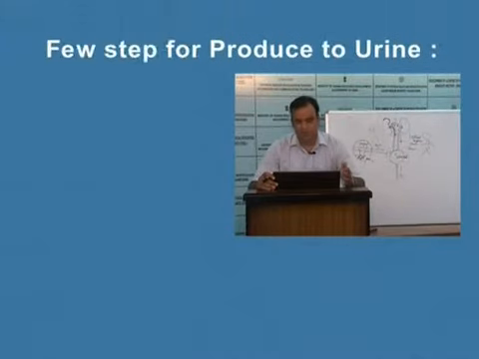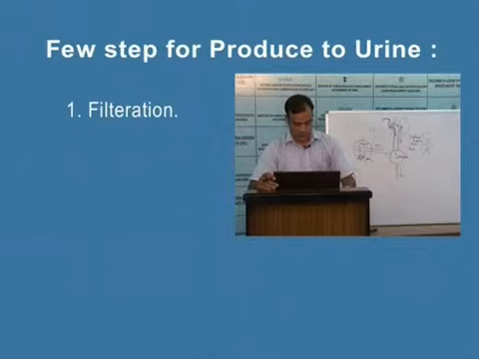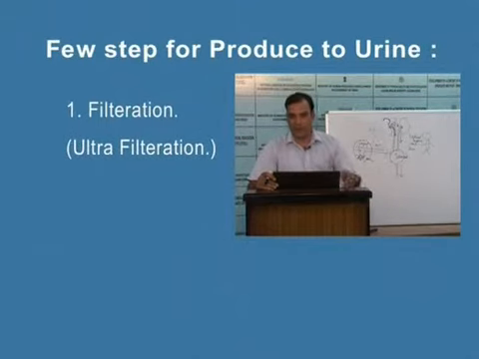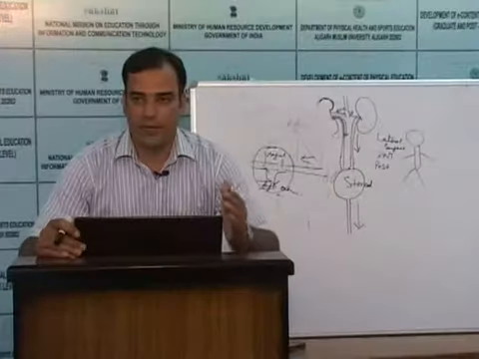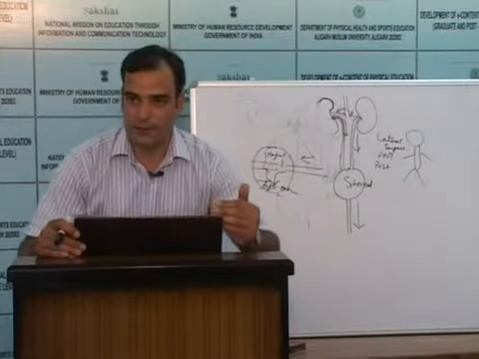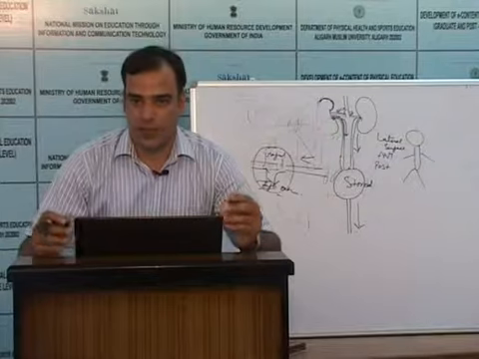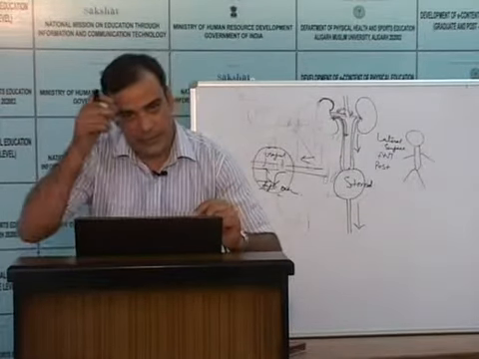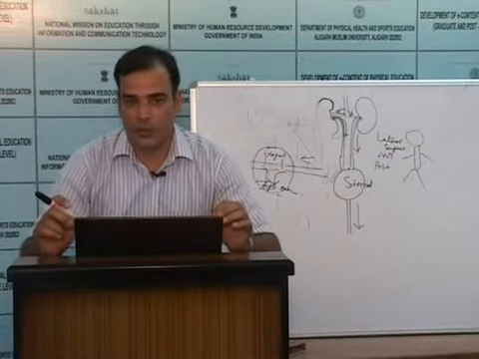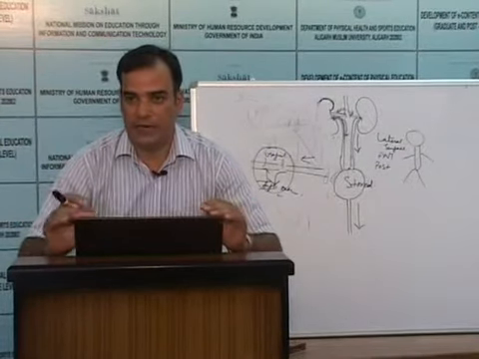In urine formation, the first and foremost step is filtration. This is also called ultrafiltration or tubular filtration. When blood passes through the glomerulus, which I told earlier is basically small capillaries, these capillaries have small pores like a filter, like a sieve.